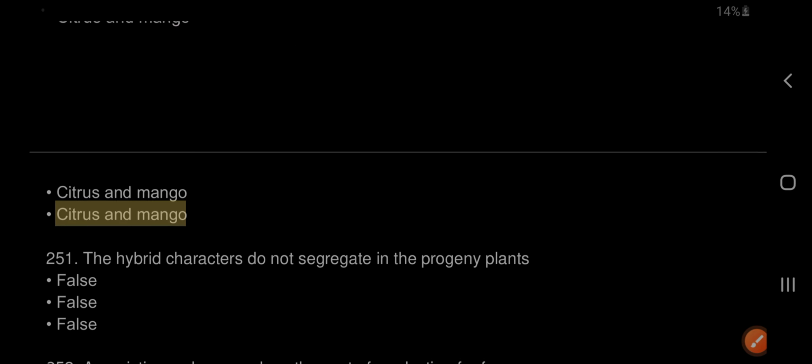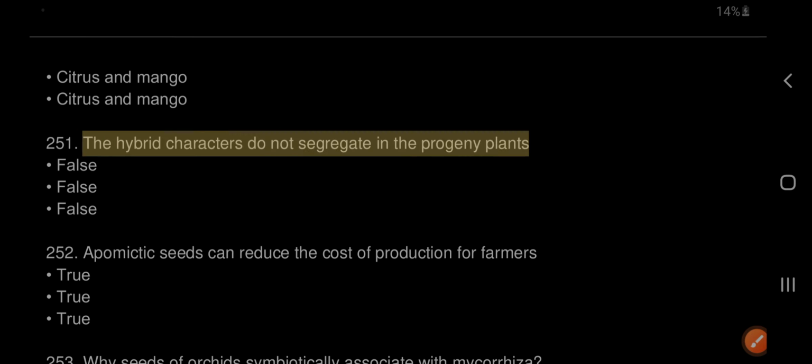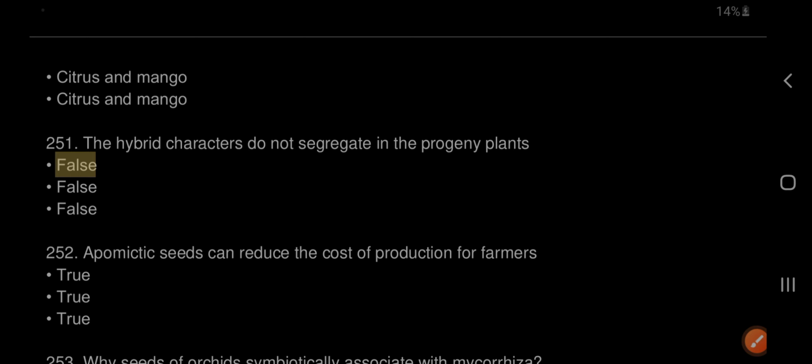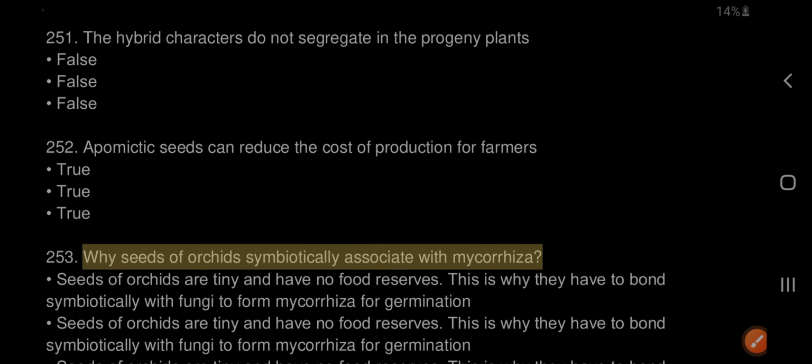251. The hybrid characters do not segregate in the progeny plants. False. 252. Apomictic seeds can reduce the cost of production for farmers. True.